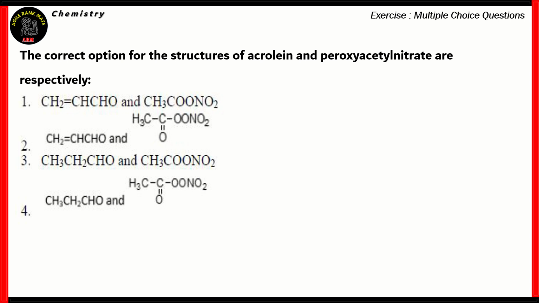Now, let's look at chemistry. All right? We need to find out the correct option for the structures of acrolein and peroxyacetyl nitrate among the following options. So we have four pairs of structures. We need to find out which of these pairs is correct. So let's look at acrolein. Acrolein has the IUPAC name 2-propenal. Now from here we can gain a lot of details.